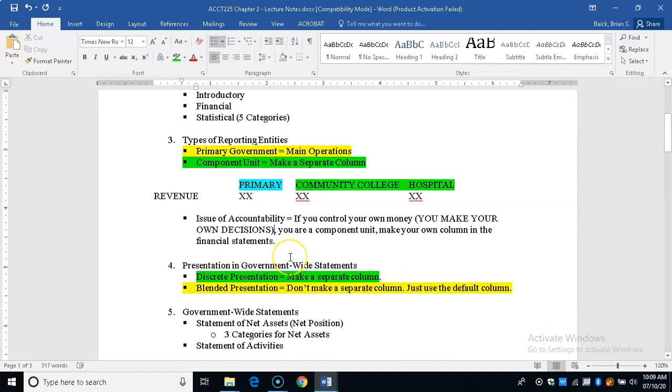In real life, if you have your own job, you make your own money, you have your own place, you decide what to do each day, then you're separate, you're a component unit, and you should use discrete presentation. So in this example here, we have a community college. They make their own money because they charge tuition to the students, they get grants, they make their own decisions, so they should be a separate column. If you're a separate column, that's called a component unit, and it's called discrete presentation.